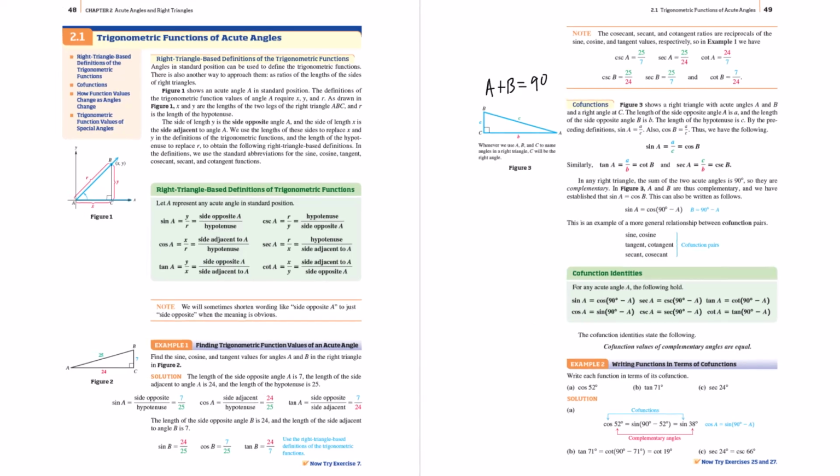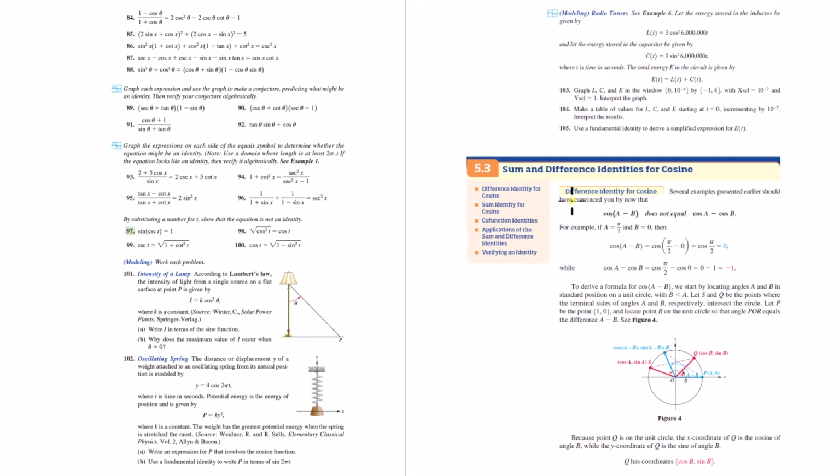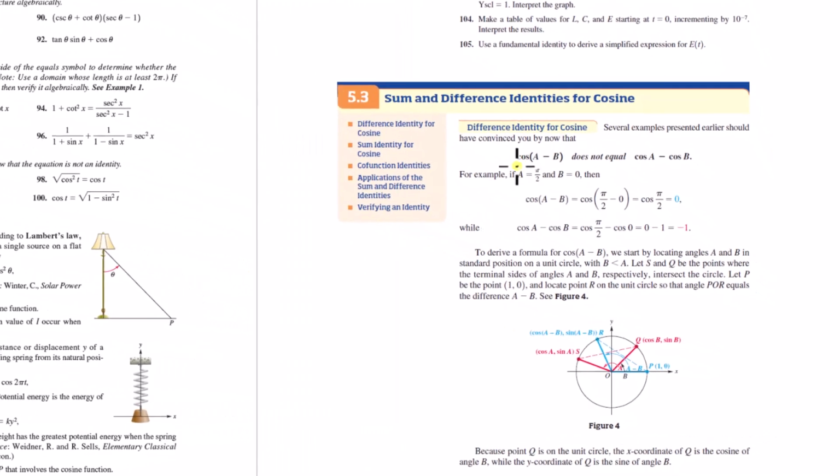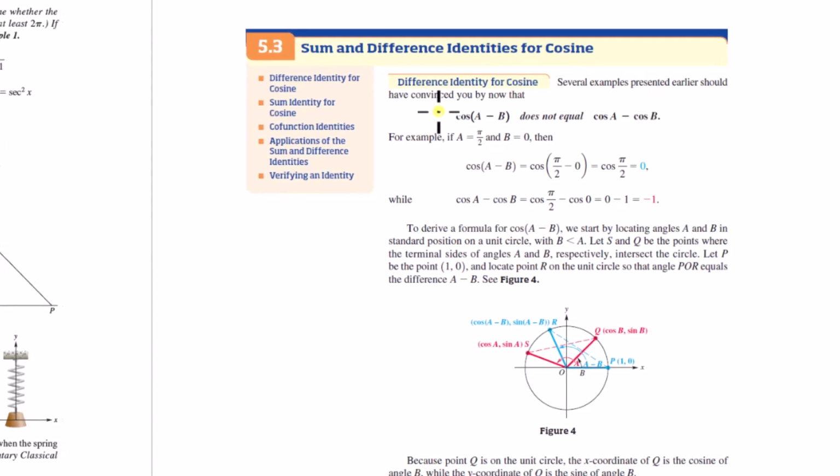All right, now with that, let's take a look at section 5.3, the difference identity for cosine. Several examples presented earlier should have convinced you by now about cosine of A minus B. That's the difference identity we're looking at in this section. What is cosine of A minus B equal to, and what is cosine of A plus B equal to? That's the difference and sum identities.